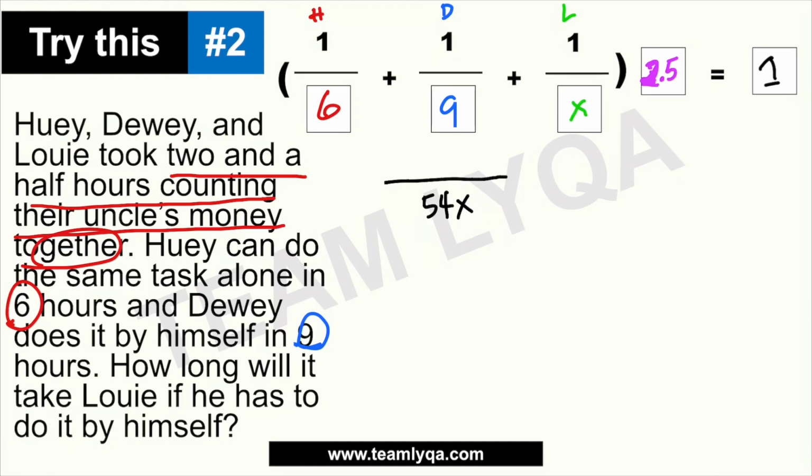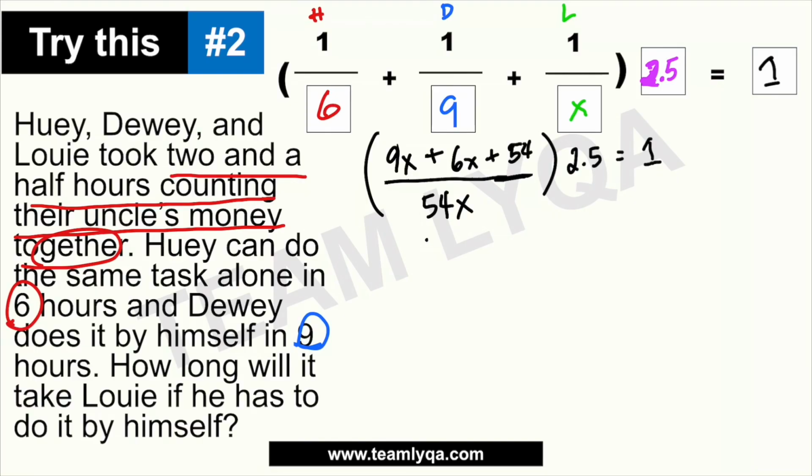Tapos, 54x divided by 6, that would be 9x times 1, plus 54x divided by 9, so that is 6x, plus, and then this will be 54x divided by x, that is 54 times 1. So, ito na yung magiging sitwasyon, times 2.5 equals 1. Now, yung x naman, dalawa naman yung x, pwede natin pagsamahin, pareho sila ng apelido.